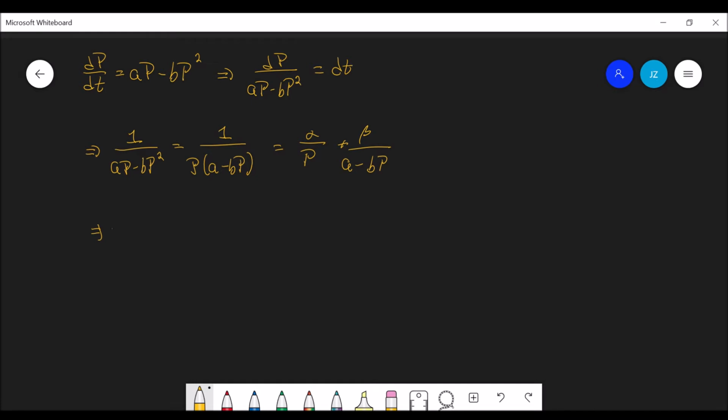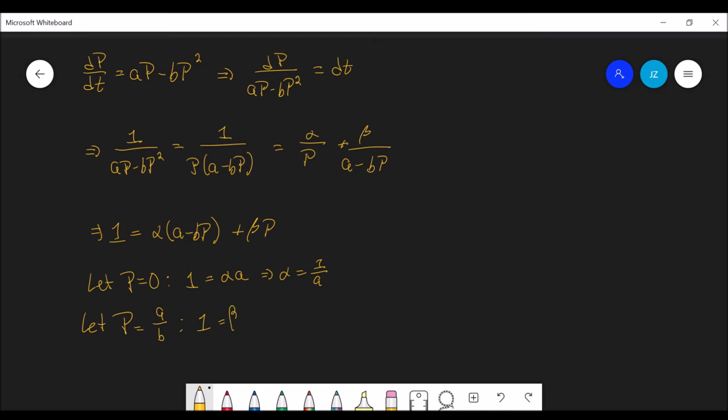So this whole thing will mean that 1 is equal to alpha times (a minus bP) plus beta times P. If we let P equal 0, we'll get that 1 is equal to alpha times a, which means that alpha is 1 over a. If we now let P be a over b, we'll get 1 is equal to beta times a over b, and so beta would have to be b over a.